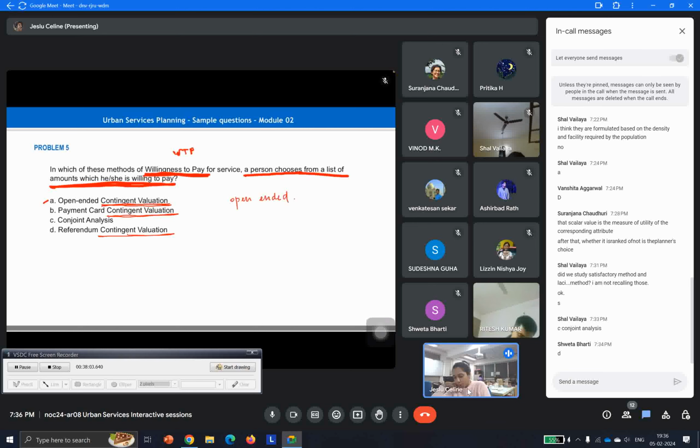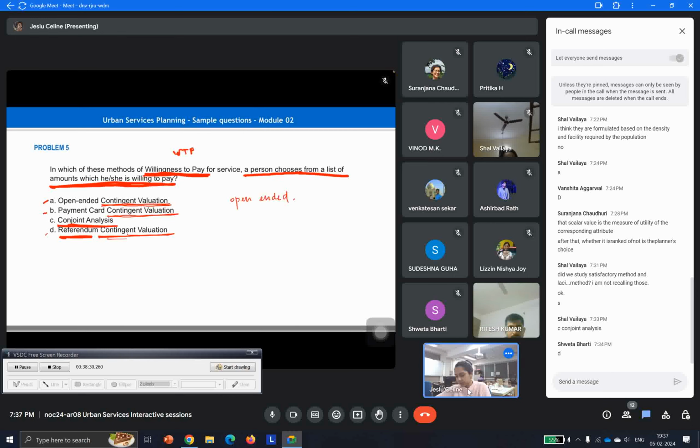Let me go to option D, which is referendum contingent valuation, where a specific amount is asked. Like, are you willing to pay this specific amount? So it's a referendum, which means you're referring to one particular amount, and then you're asking only that particular amount, and then you're collecting the data. Are they willing to pay this or not? So these are three contingent valuation methods, and then you have conjoint analysis.